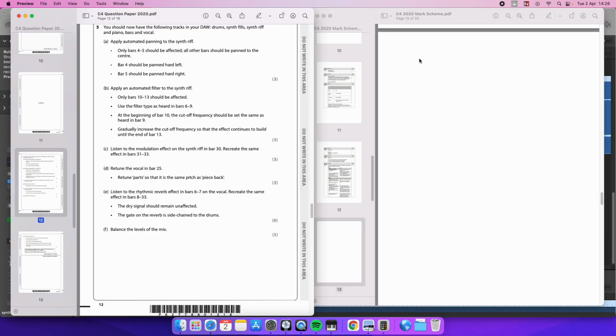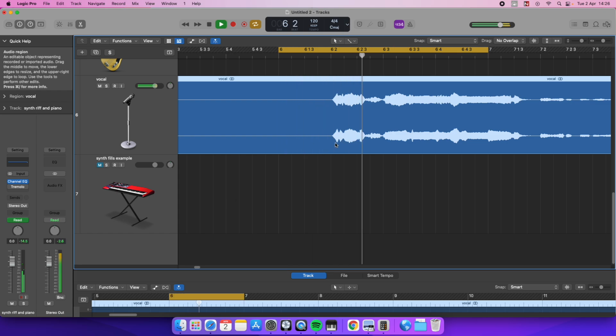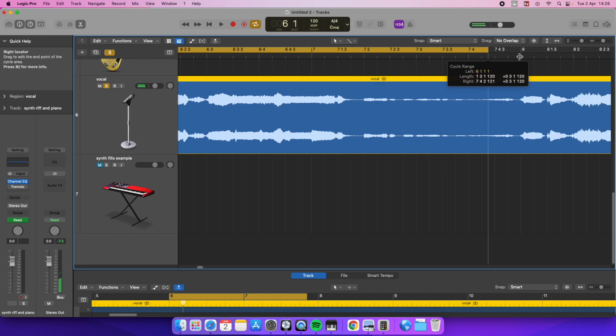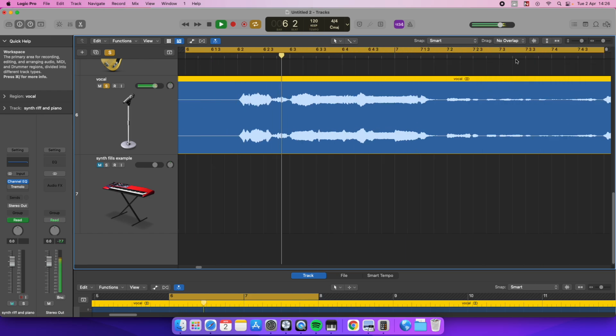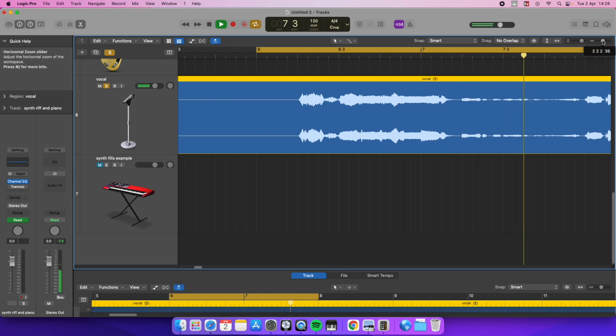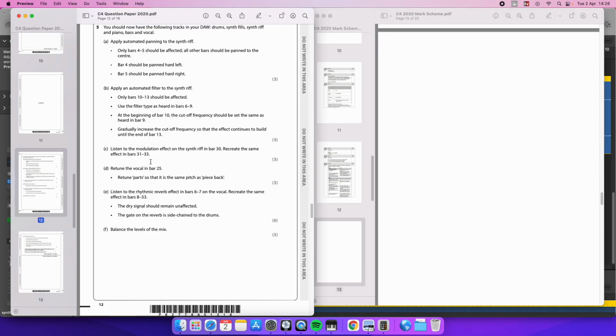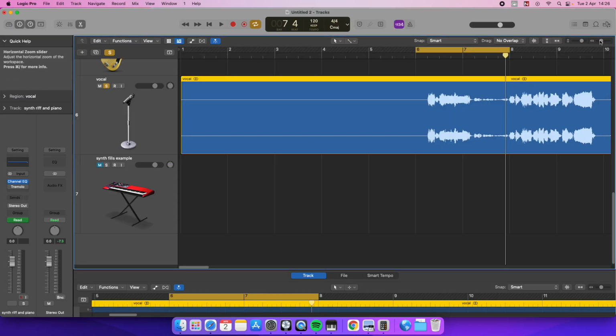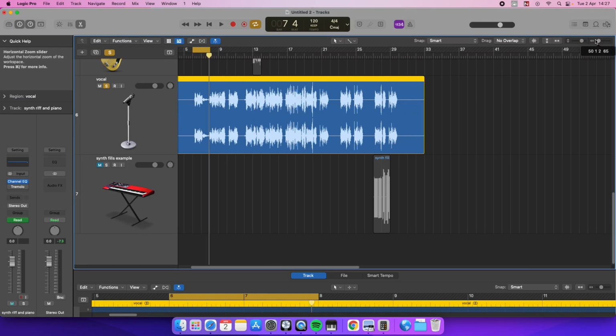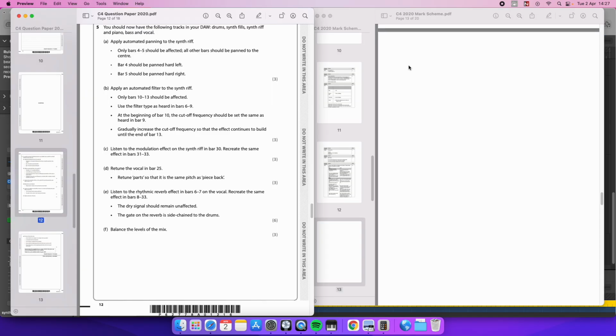Flex again so we can look at it all in its pure glory. Listen to the rhythmic reverb in bars 6 to 7 on the vocal. Recreate the same in bars 8 to 33. What a fool I am. Let's get bar 7 as well. Okay, it's going to give us some direction. Recreate the same in bars 8 to 33. So is it literally for the rest of the vocal? Yes.